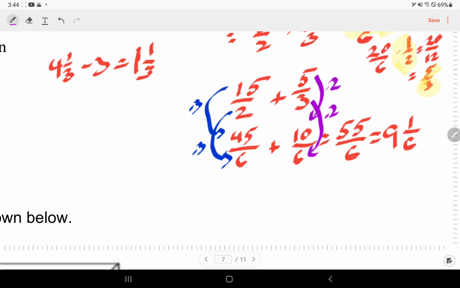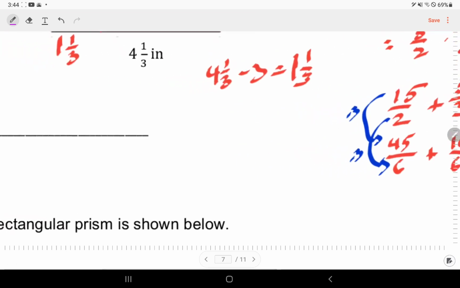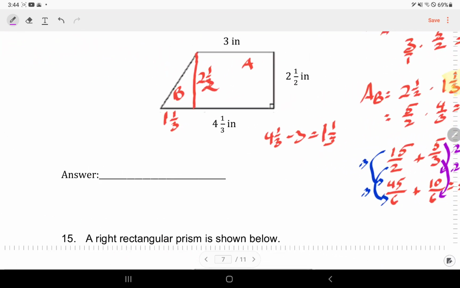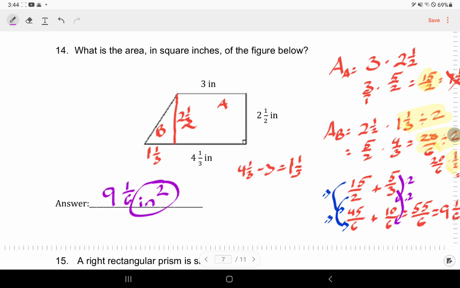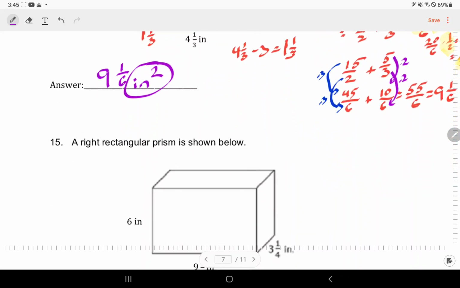Well, 6 goes into 55 9 times with 1 left over. And so it's 9 and 1/6. So our answer is 9 and 1/6 inches squared. And again, this is important, otherwise it'll be marked wrong. Okay, I know it seems like a silly thing, but it is important to actually have the labels and stuff on your word problems. If you don't have your labels, it is a wrong answer.